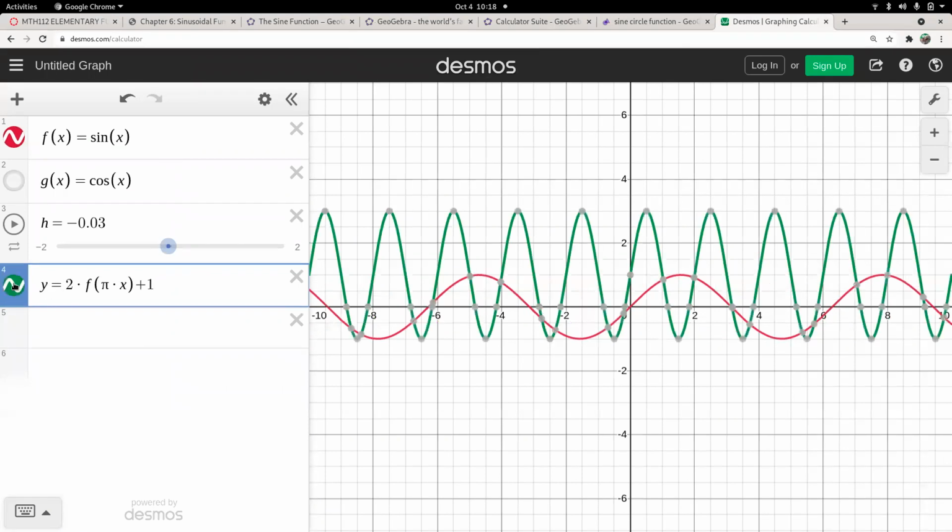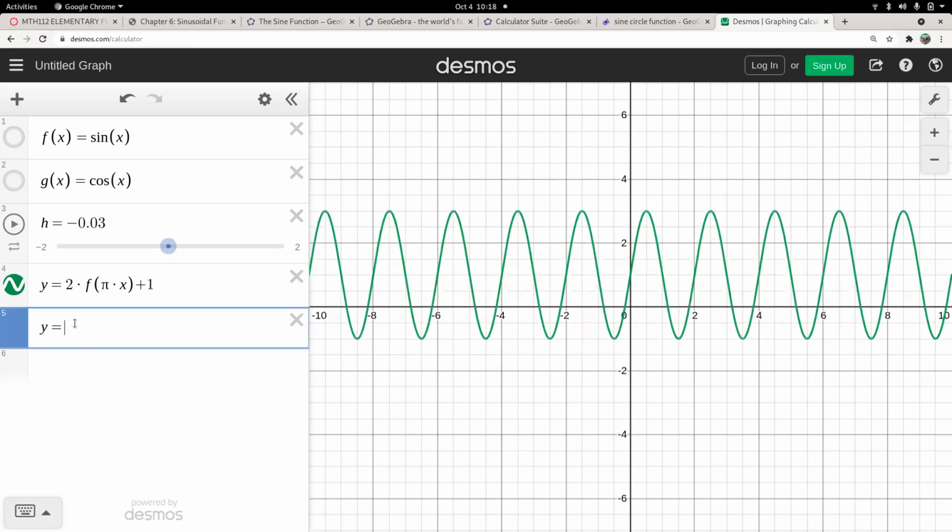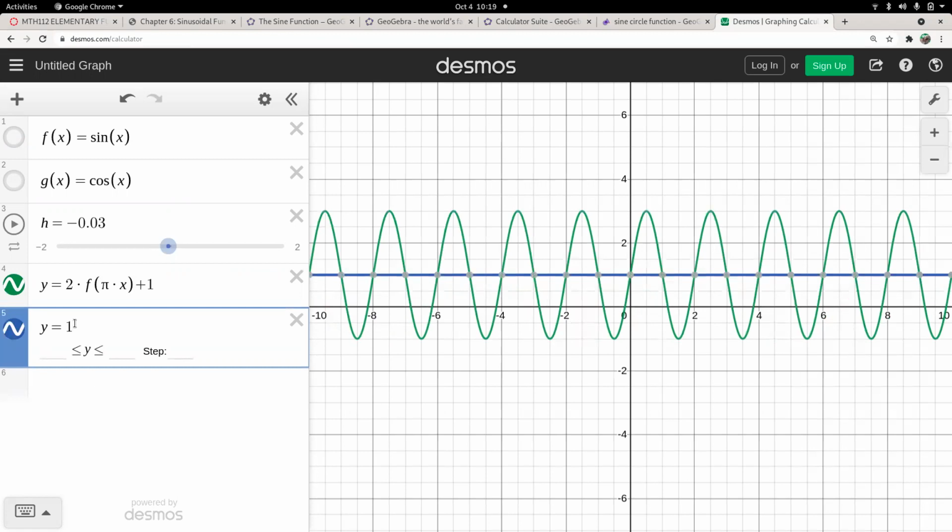Turn it back on. All right, so my claim was that I would get a full wave right to 2. Let's turn off the sine for a second so it's not so messy. I claim the center line of this thing is y equals 1. Let's graph y equals 1. Yeah, that looks like it's going right through the middle there.